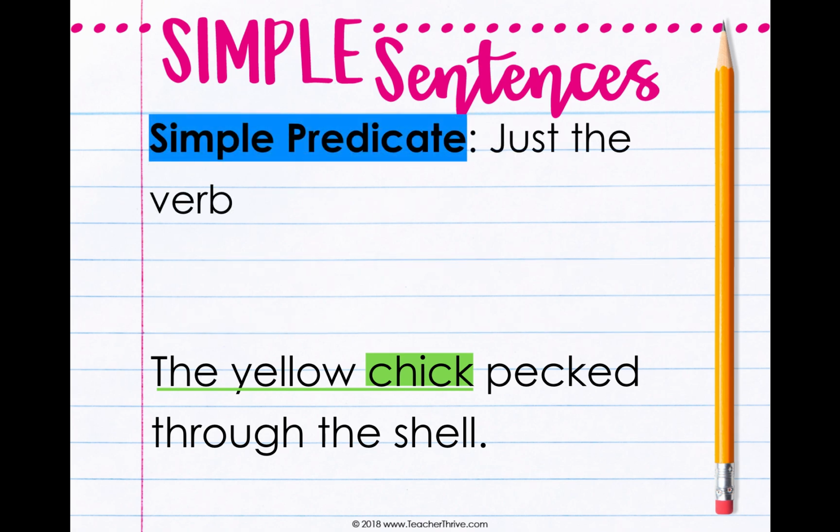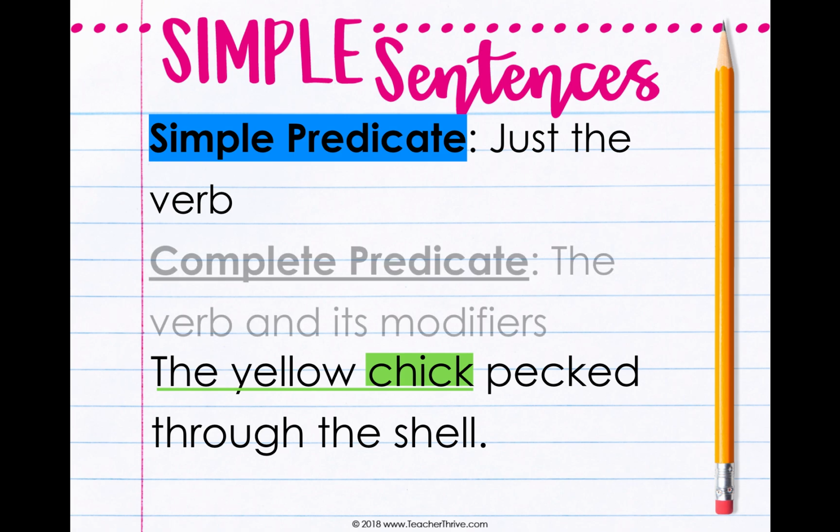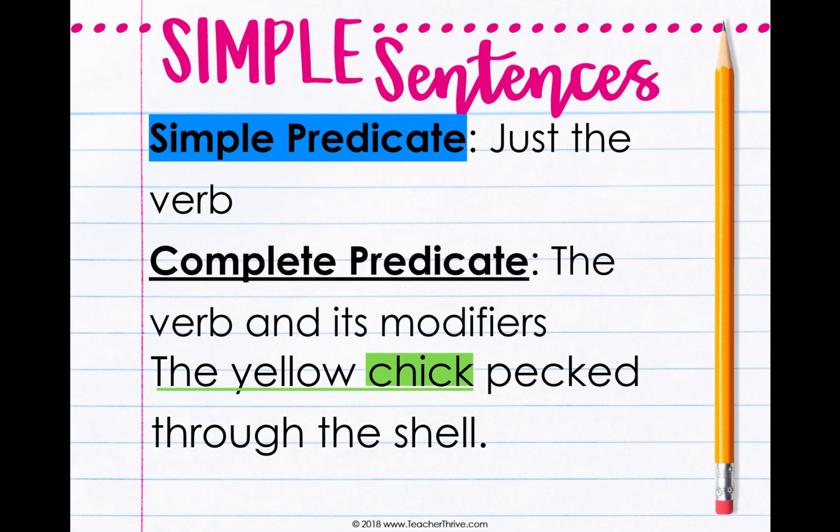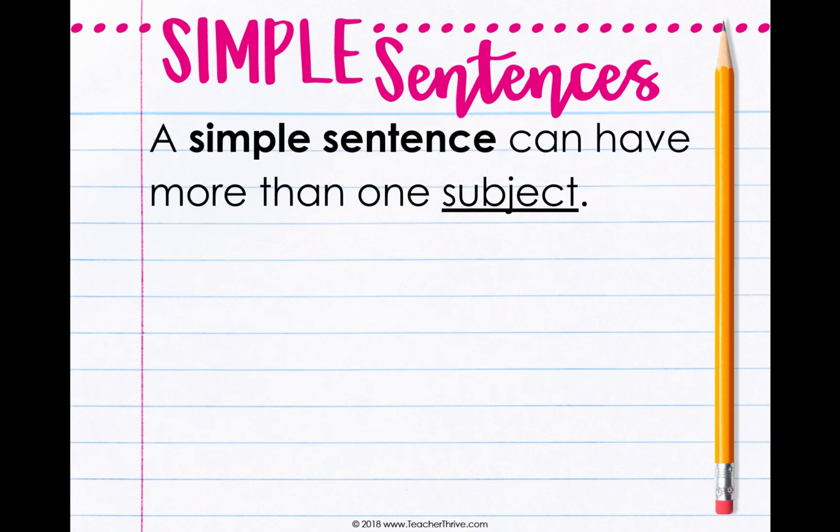The simple predicate would once again just be one word. In this case, it would be the verb, the action. The complete predicate would be the verb and its modifiers, all of the words in the predicate in that part of the sentence. So pecked would be the simple predicate, and it's highlighted. It's just the verb, one word. Pecked through the shell would be the complete predicate. So complete means all of the words. Simple just means one word. A simple sentence can also have more than one subject.